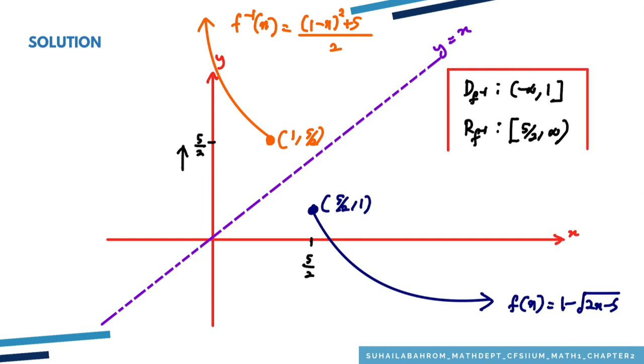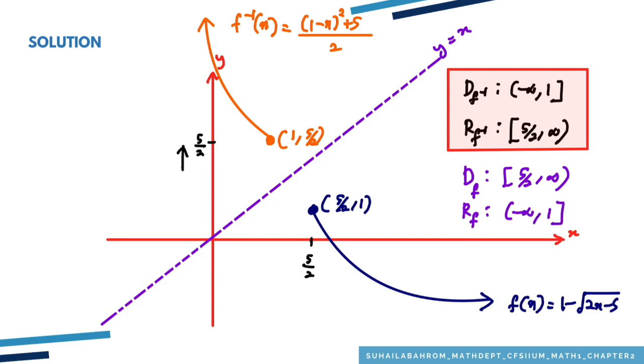So let's say if the question asks you to find out the domain and range for the f as well. You just have to change this one. Therefore, the domain of the f is equivalent to the range of the f inverse. So it is 5/2 until infinity, and the range of the f is equivalent to the domain of the f inverse. Therefore it is negative infinity until 1. So just in case the question asks you to find out both, it must be opposite to whatever we have on the f inverse. Okay, so that is the solution for exercise 1.